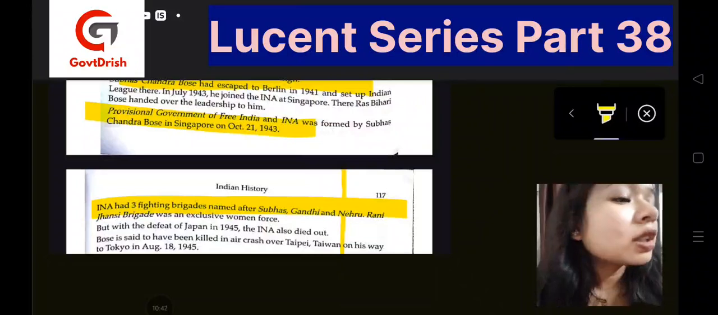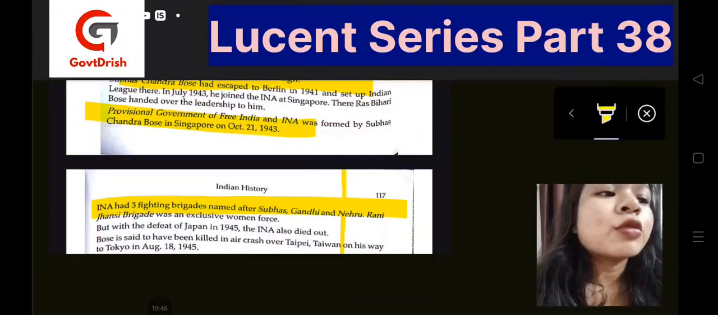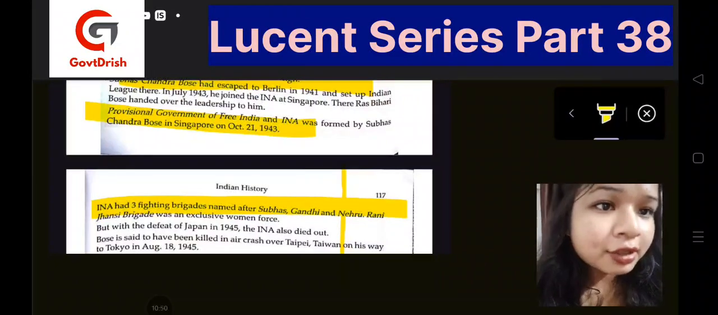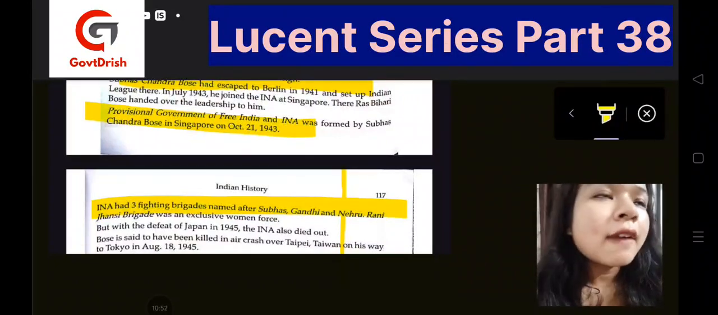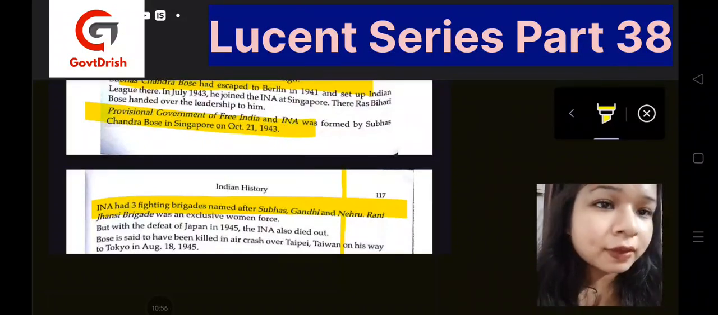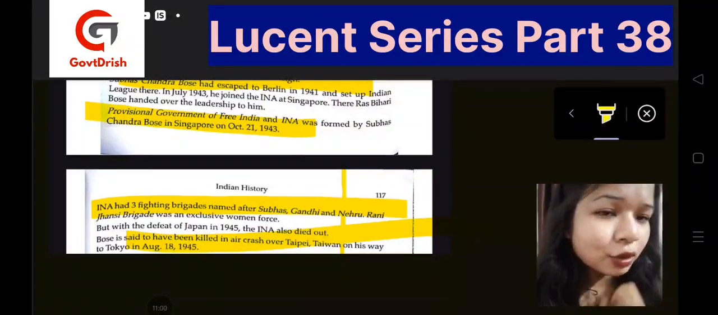But when Japan was defeated in 1945, the INA also died out. Bose is said to have been killed in an air crash over Taipei, that is Taiwan, when he was returning to Tokyo in August 1945. This is just saying that he might have been killed, but we don't know. Exact evidence is not there.